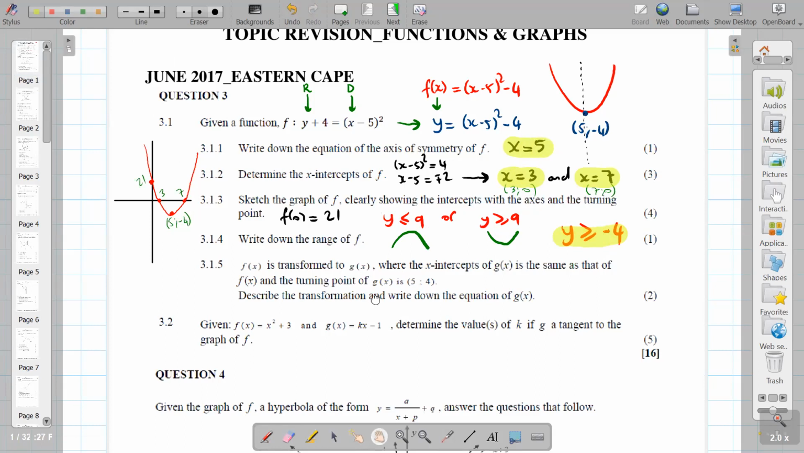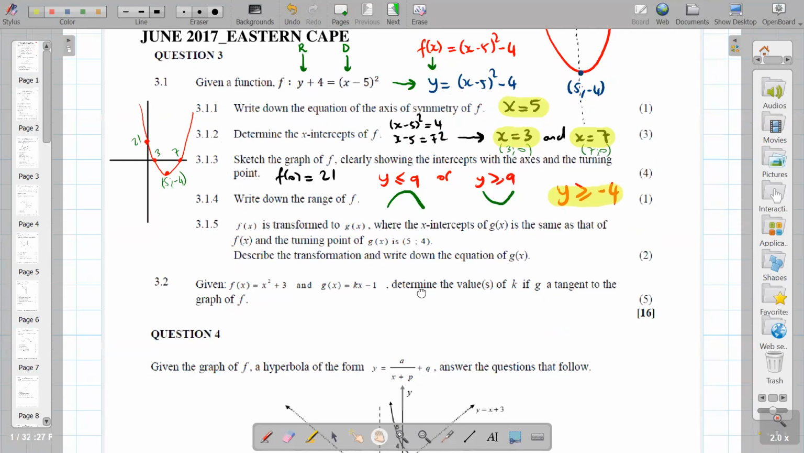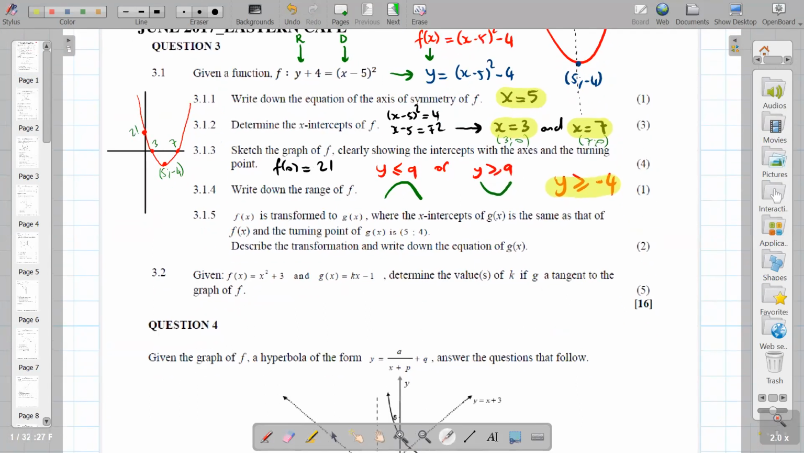All right, then there's a transformation. What does it say? f of x is transformed to g. The x-intercepts of g are the same as of f, but the turning point becomes 5 and 4. Describe the transformation. So what will be the new transformation? What has happened is the turning point became 5 and 4.